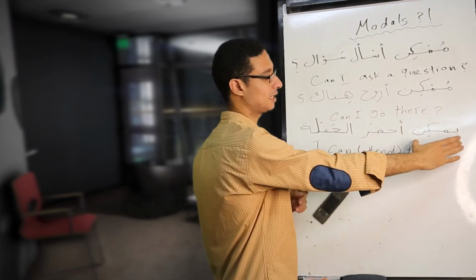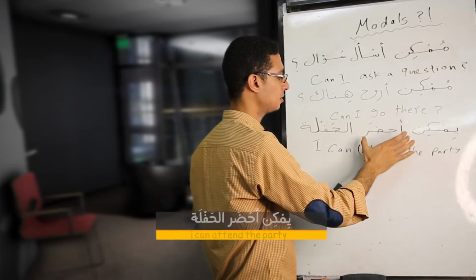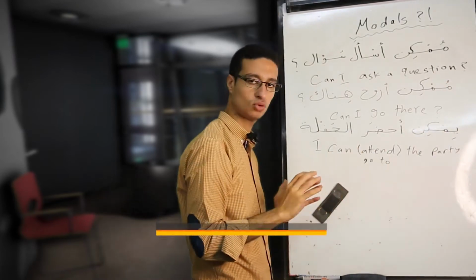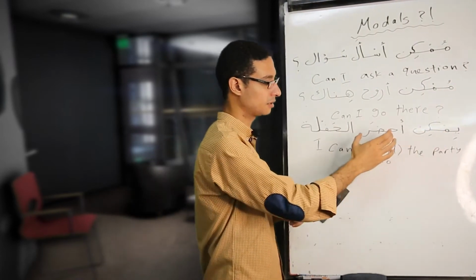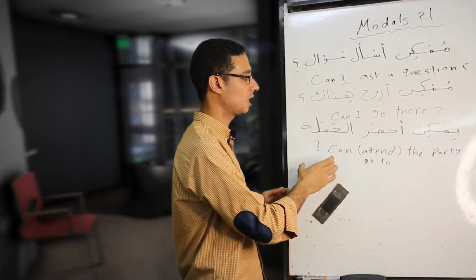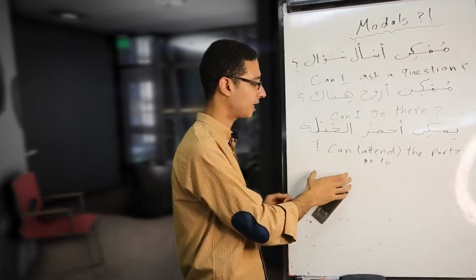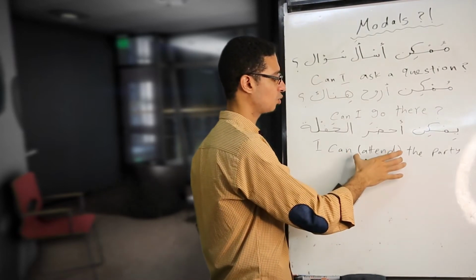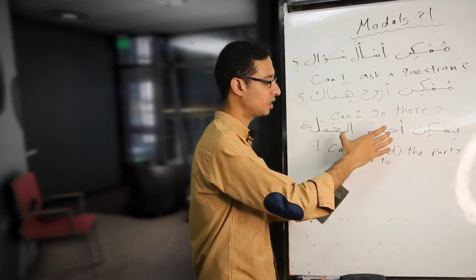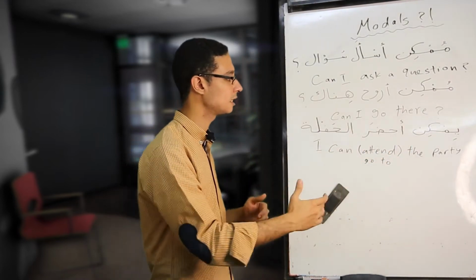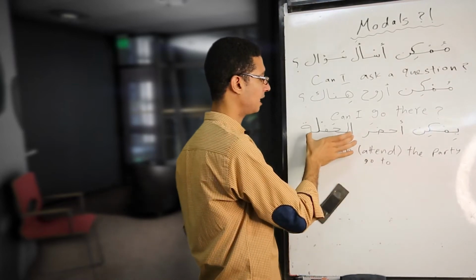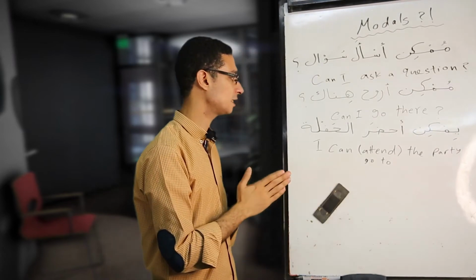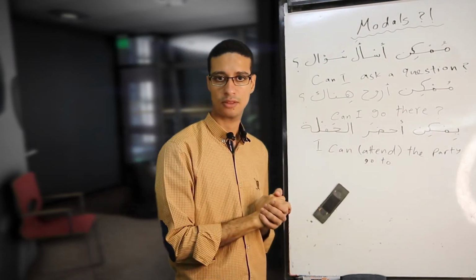And here is يمكن. يمكن أحضر الحفلة. يمكن, it's a verb, it's like ممكن. It's the verb to be possible. So يمكن أحضر الحفلة, it means maybe, or it's possible, or I can attend, okay, go to the party. Here we use the verb أحضر, يحضر, it's to attend. So يمكن أحضر الحفلة. الحفلة, the party. Maybe I will attend the party, or I can attend the party.